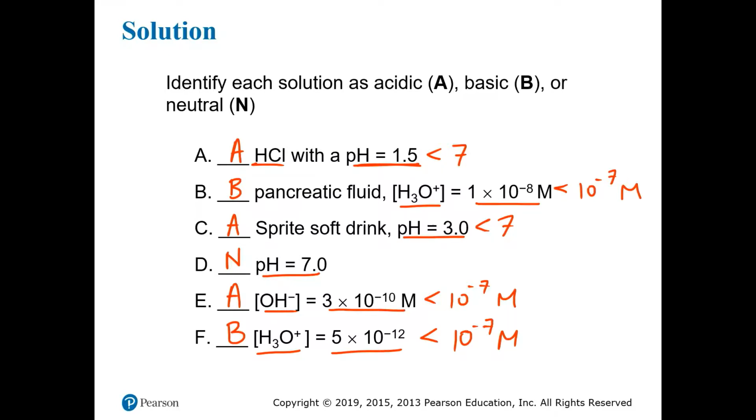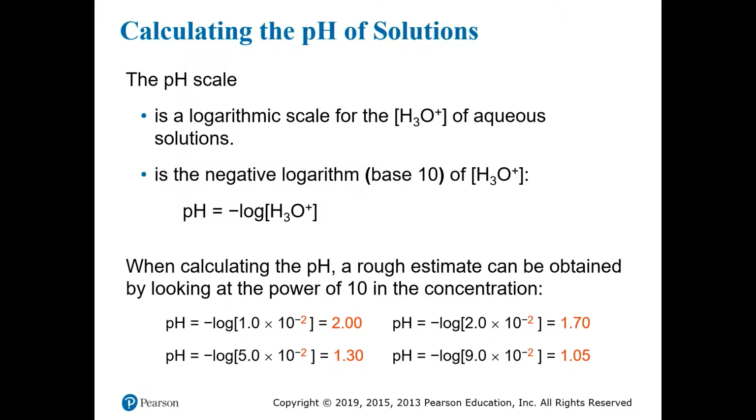Now we're going to see the actual definition for the pH. We know that the pH is meant to compress down the wide range of hydronium concentrations to a more manageable scale, and it does this by using a logarithm. pH is a logarithmic scale for the concentration of hydronium, and the definition is that the pH of a solution is equal to the negative logarithm of the hydronium ion concentration.